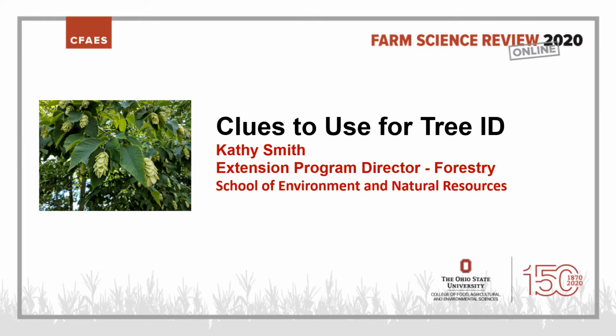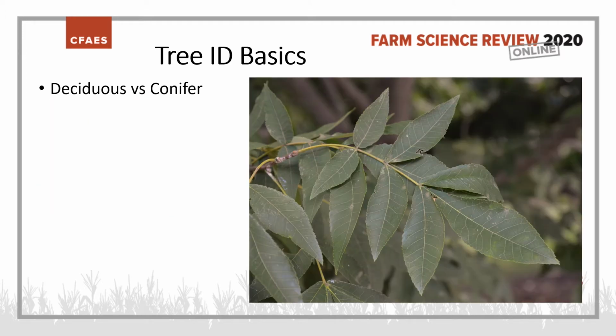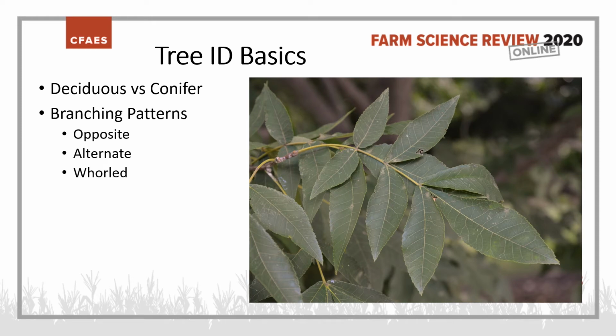Today we're going to take a look at some clues that you can use when you're trying to identify trees. Tree ID is a lot of times a process of elimination, so you're looking for things to eliminate the potential of it being one thing versus another. Sometimes it's as simple as, is it deciduous or is it a conifer? Deciduous means it will lose its leaves in the fall, versus a conifer that tends to stay green all season long. We're going to take a look at branching patterns, and that includes opposite, alternate, and whorled.